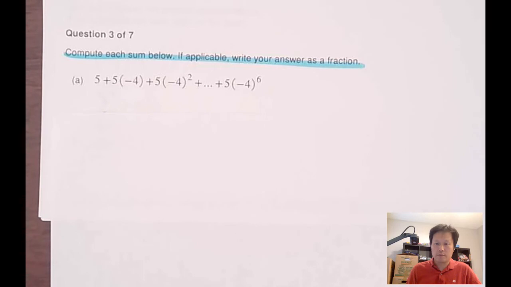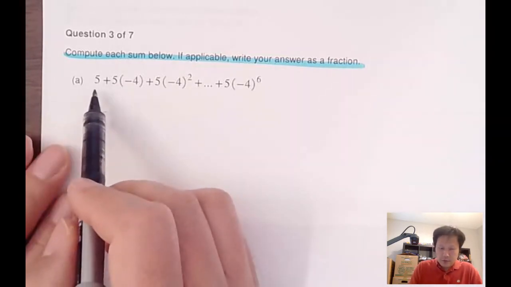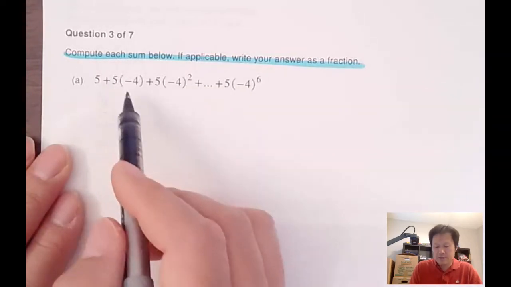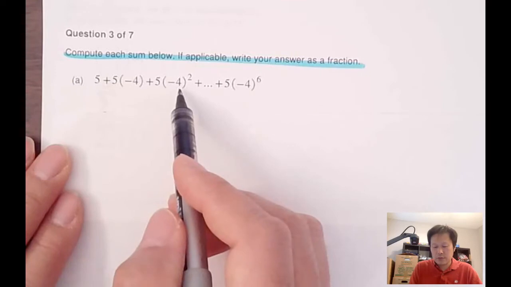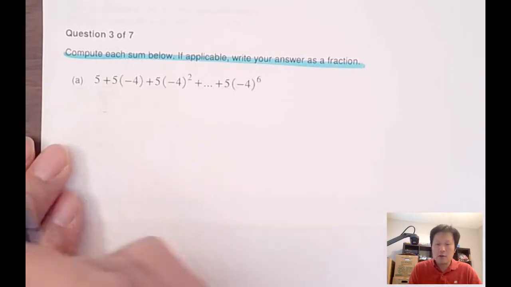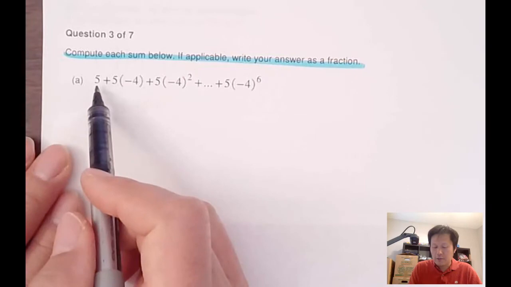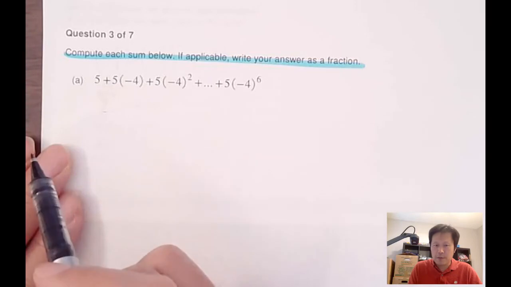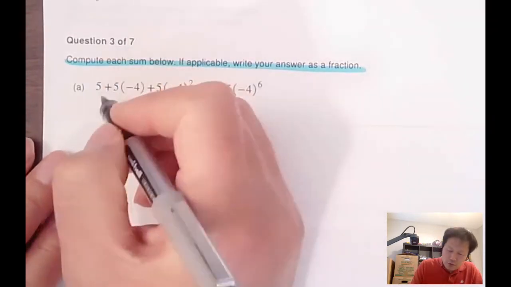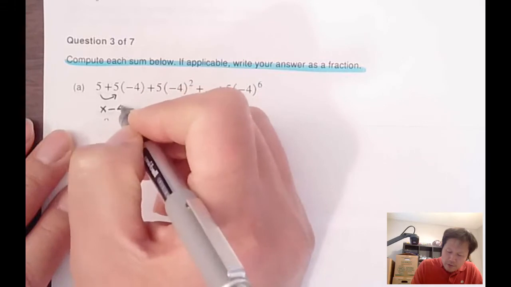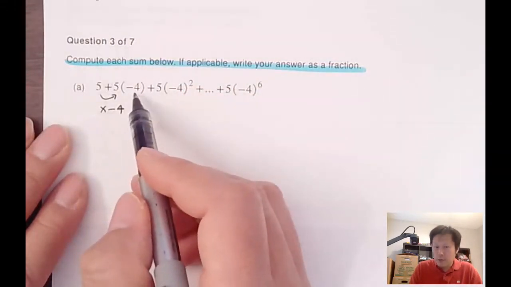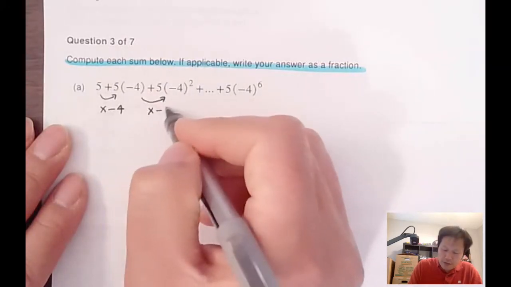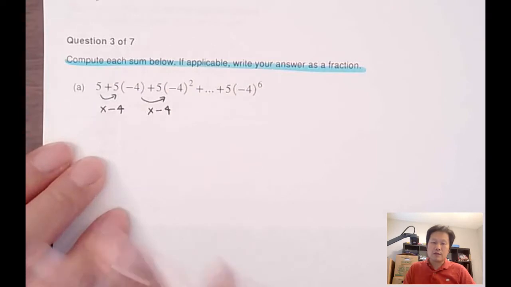So the first term is 5. Next term is 5 times minus 4. Next one is 5 times minus 4 to the second power. What do I do to 5 to make 5 times minus 4? We multiply by minus 4. And when you multiply by minus 4 again, that's minus 4 to the second power. So right there, just by looking at the terms, you should know this is a geometric sequence.